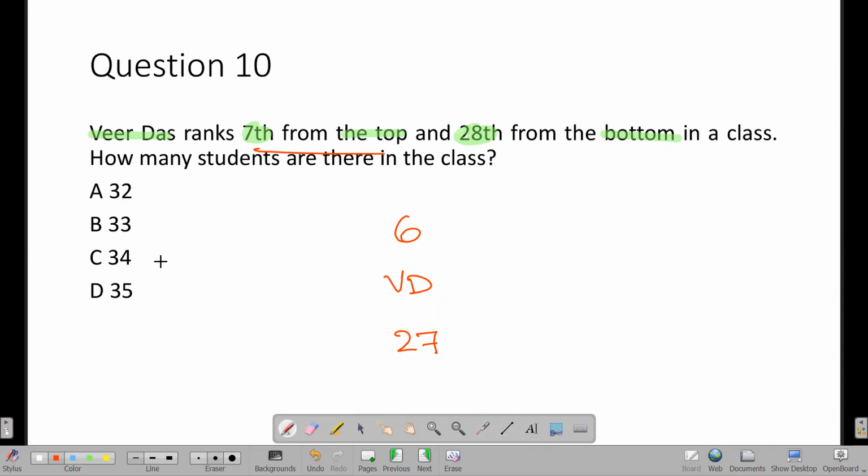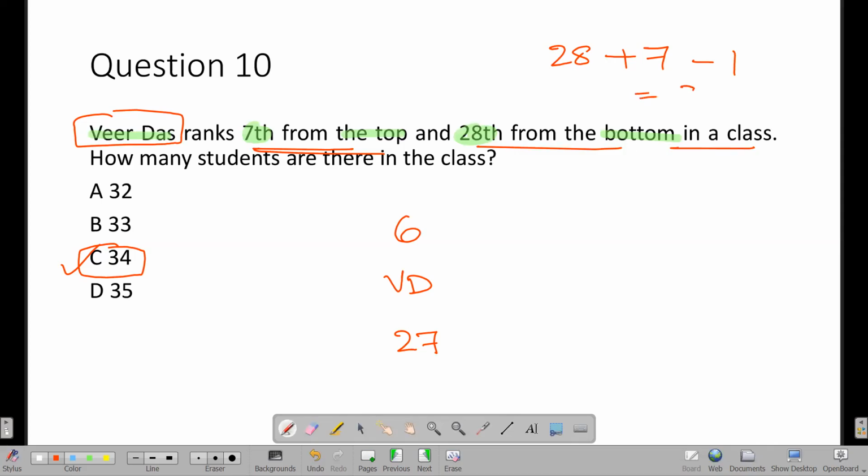So you should mark option C, 34, as your answer choice. Now, there is another way that you can deal with this question. If there is only one person involved and you are given something like 7 from the top and 28 from the bottom, straight away you can consider it as 28 plus 7, that is equal to 35, right? Minus 1, you will get it as 34. So you can simply add these two and then from this you subtract 1. Got it? So that way you can do the question.